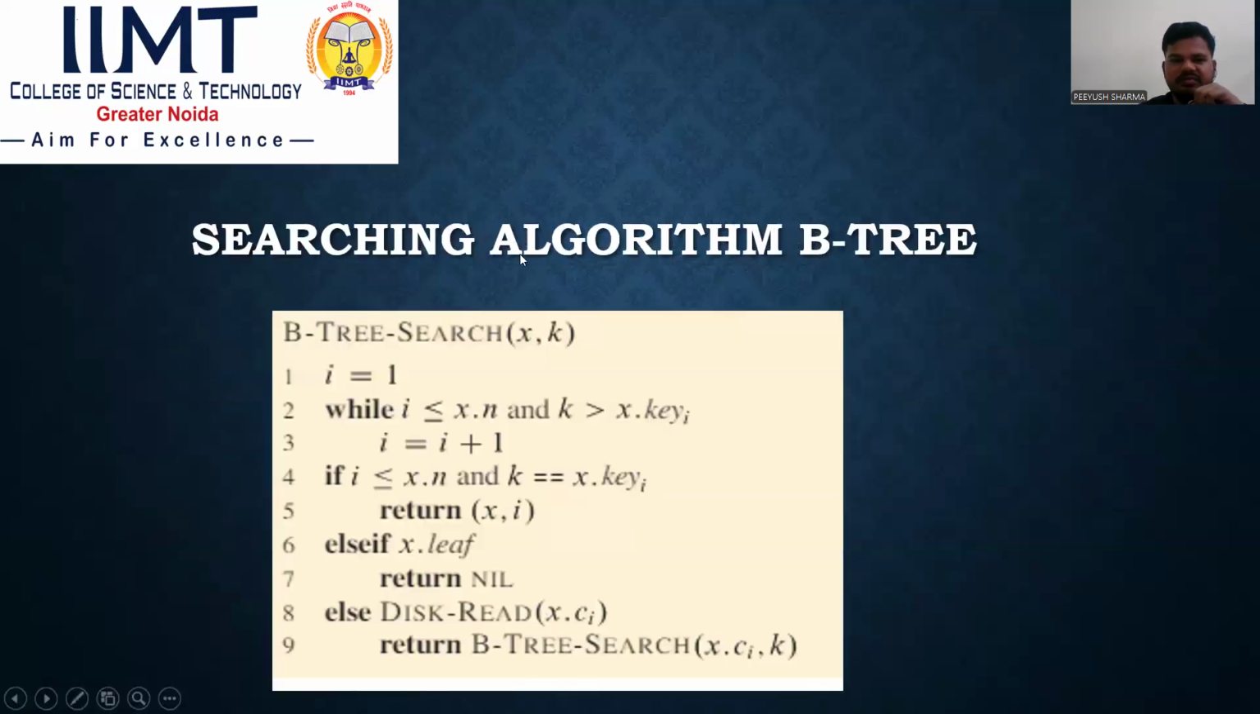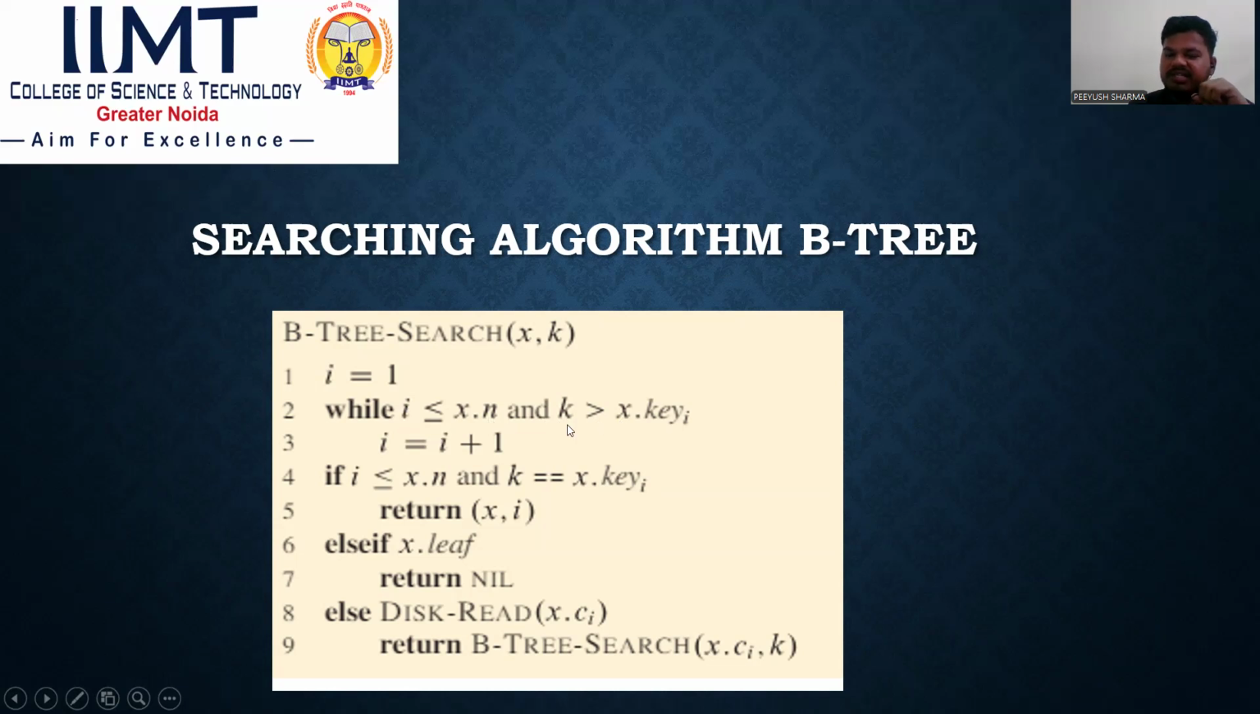Here is the algorithm. B-Tree-Search, we are passing x and k. Here x is the root node and k is the key which we are searching. We are initializing i equal to 1, while i should be less than or equal to x.n and k should be greater than x.key_i, meaning we are iterating i from 1 till x.n, that means the number of keys in that particular node, right?